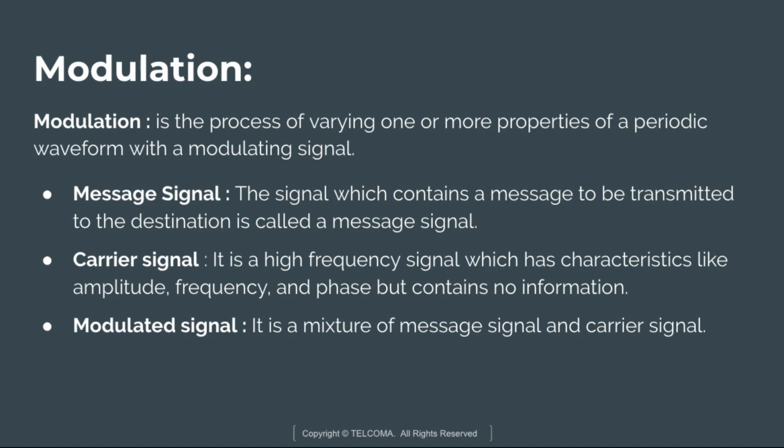The devices used for the modulation and demodulation processes are known as the modulator and demodulator. A modulator is a device that performs modulation and a demodulator is a device that performs demodulation. There is also one device known as a modem, which can perform both operations, modulation and demodulation.